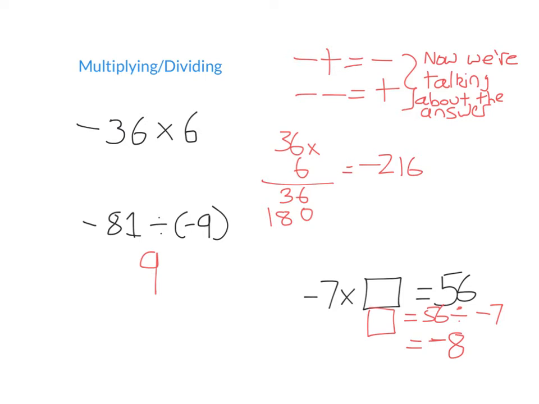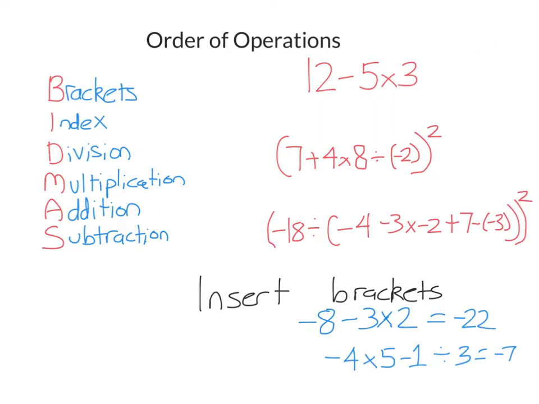Let's now look at order of operations. So the acronym for order of operations is BIDMAS. So you do anything in the brackets first, then index means power, so powers come next. Now division and multiplication, they're sort of the same rank. So what that means is you don't always do division before multiplication.